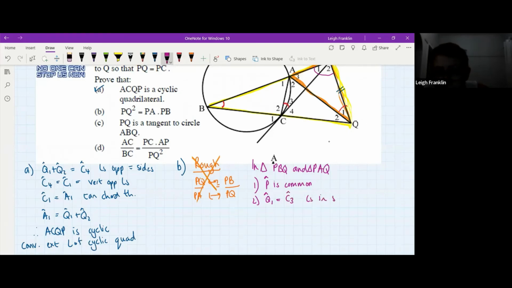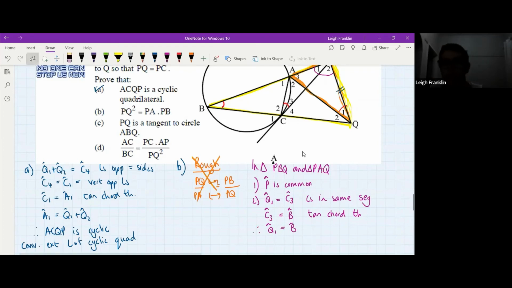Now down here, angle Q1, we said was equal to C3 because they are angles in the same segment. Now that we have proved ACQP cyclic, we know that C3 is equal to B because of tan chord theorem. So that means, Matrix, that Q1 has to be equal to B. All right, so now we've got Q1 equals B.